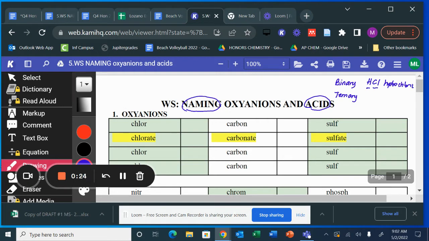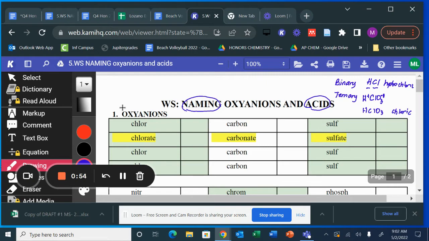Ternary acids would have three different types of elements. They stem from your polyatomic ions that you memorized. For example, chlorate is ClO3 minus 1. Therefore, that's a 1. Therefore, you would need 1 H, and this will become HClO3. To name this ternary acid, you would just add an ic in the end. This would be chloric acid.